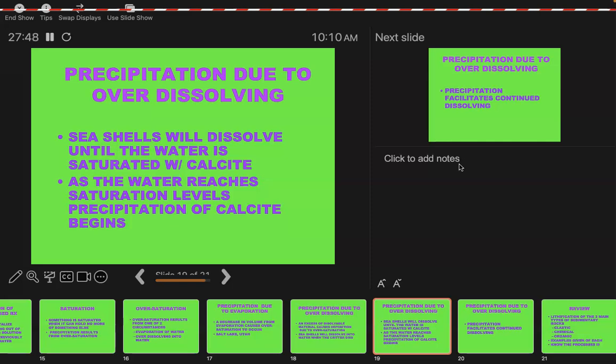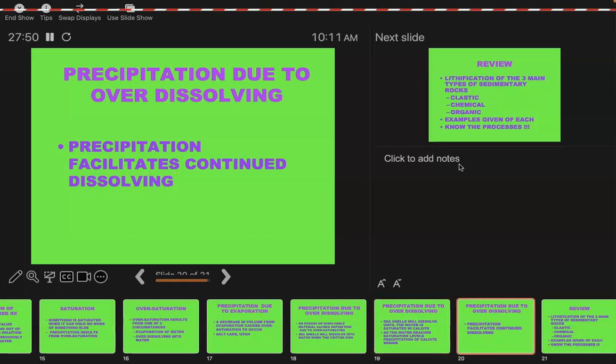So, we all caught up in this slide? So here it is really in a nutshell. Precipitation facilitates continued dissolving. It has to spit something out in order to continue dissolving more. And it just has this innate desire. I keep saying that. Water desires nothing. But it's chemistry. It just is.